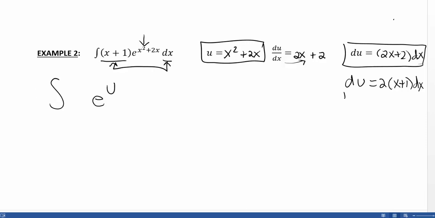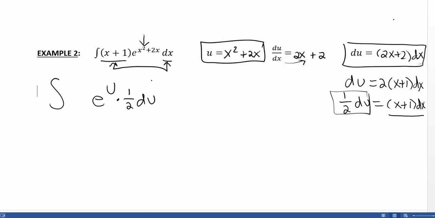So what I need to do is divide both sides by 2. So I get 1/2 du equals x plus 1 dx. My goal here is to get what's on the right to match exactly what was left in my function. So in order to get x plus 1 dx, I needed to have 1/2 du. So when I substitute in for x plus 1 dx, I'm going to substitute in 1/2 du.